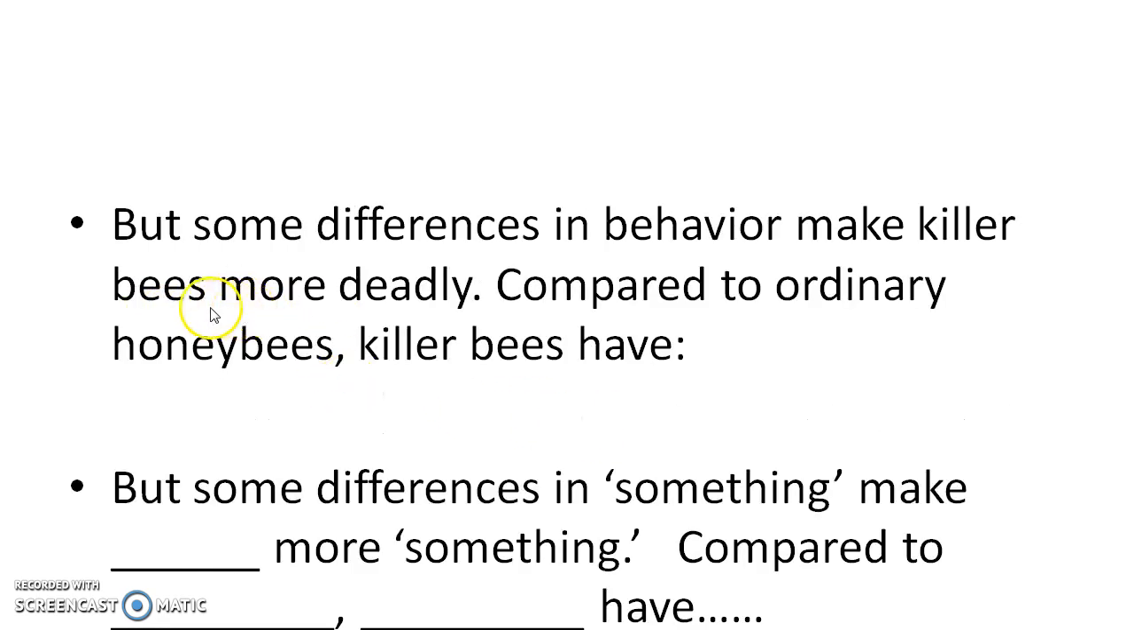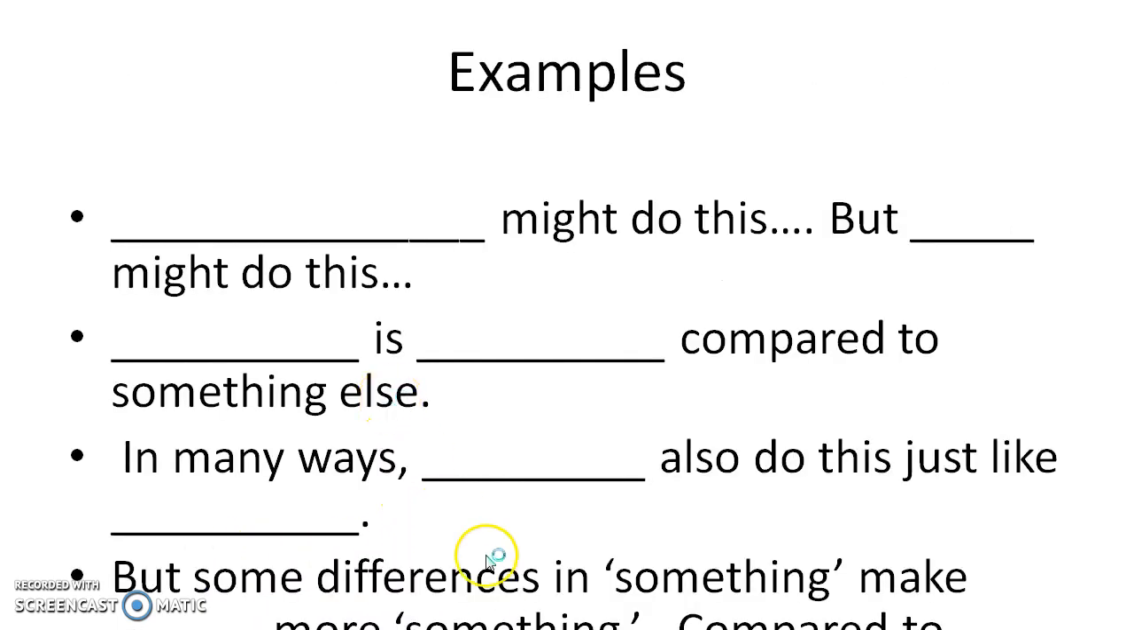Now you can see this last one: but some differences in behavior make killer bees more deadly. I know I'm going fast, by the way. We're going to go back and review this, don't worry. Compared to ordinary honeybees, killer bees have... But some differences in something make blank more something. Compared to blank, blank, blank. Watch. Here are your stems all together.